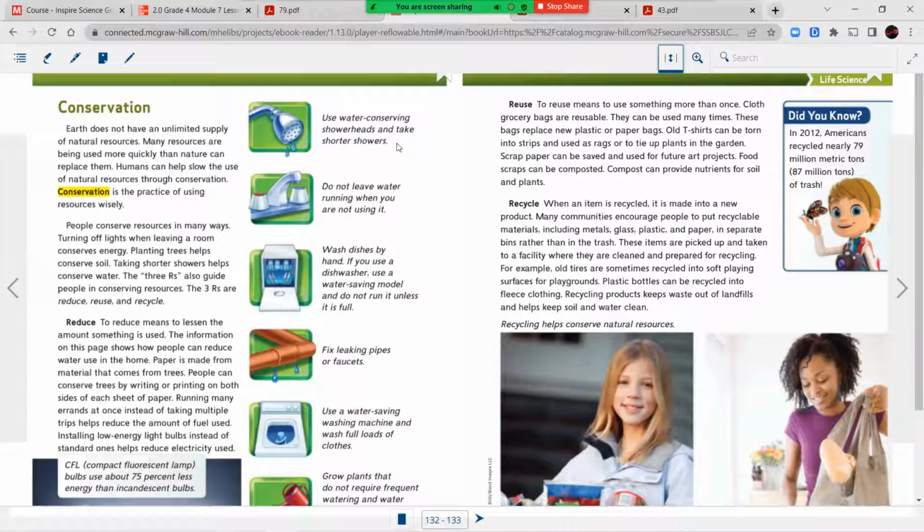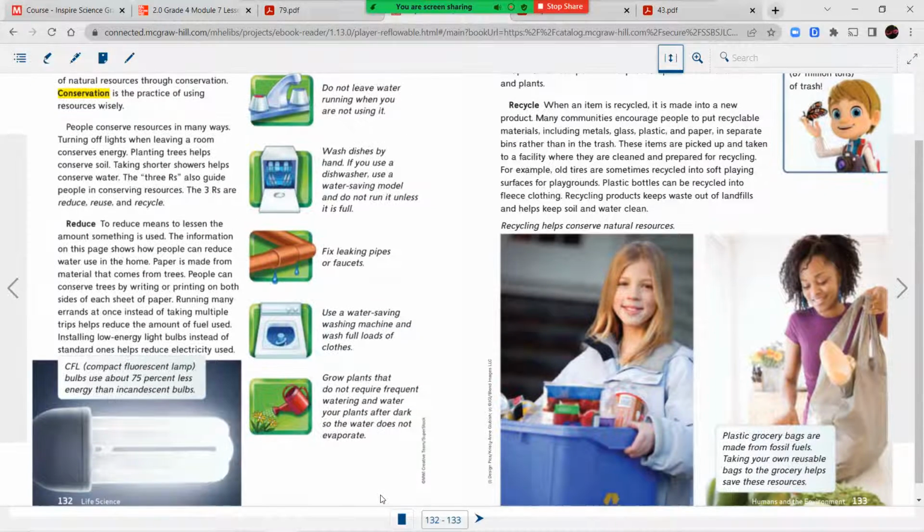Use water-conserving shower heads and take shorter showers. Do not leave water running when you are not using it. Wash dishes by hand. If you use a dishwasher, use a water-saving model, and do not run it unless full. Fix leaks in pipes. Use a water-saving washing machine and wash full loads of clothes. Grow plants that do not require frequent watering and water your plants after dark so the water does not evaporate.